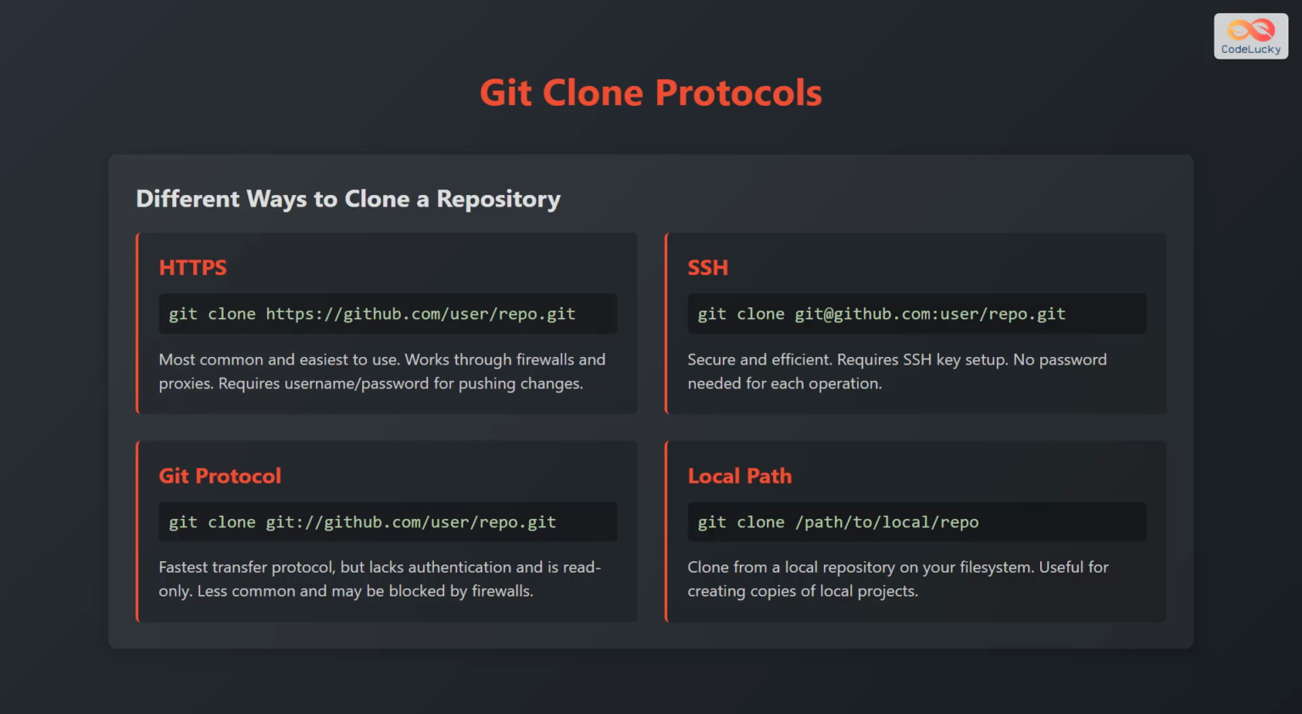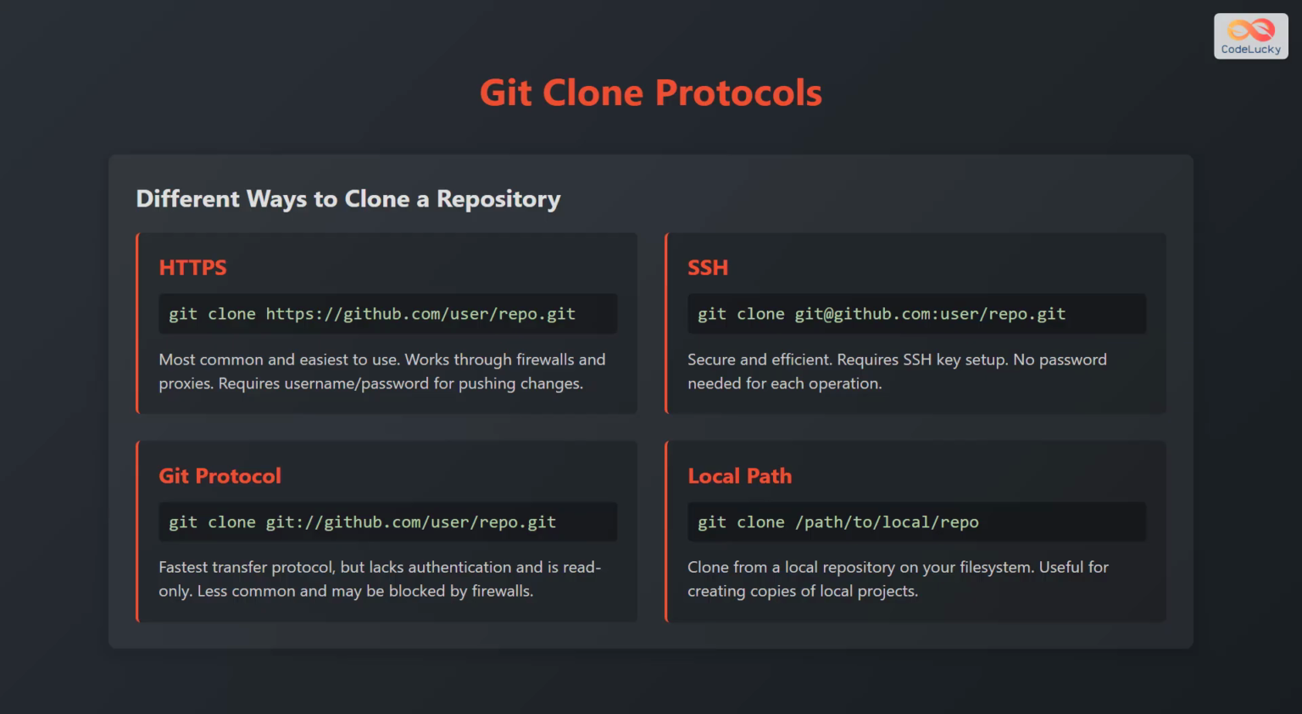The third protocol is Git Protocol. The example is git clone git://github.com/user/repo.git. Git Protocol is the fastest transfer protocol, but it lacks authentication and is read-only. It is less common and may be blocked by firewalls.